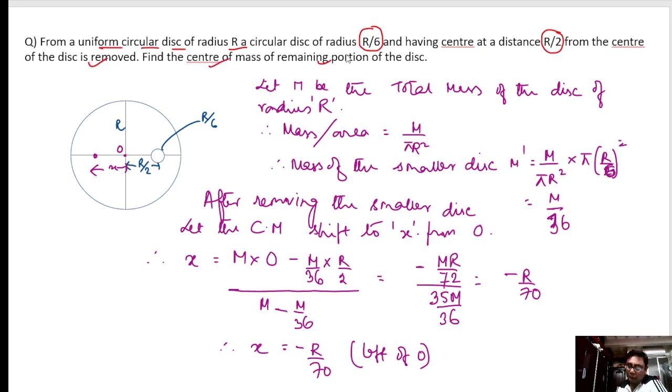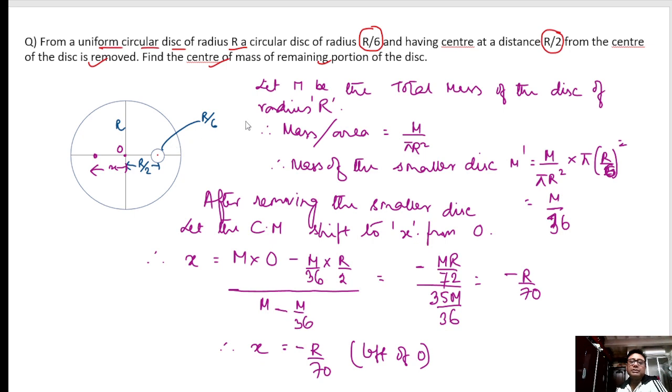Okay, so this was the total circular disc. From this, another disc of radius r by 6 at a distance of r by 2 from the center is cut off and thrown. So what is the center of mass of the remaining system? Since the disc has been cut on this side, the center of mass will shift to the other side. Clear? So let the center of mass be shifted to a distance x.